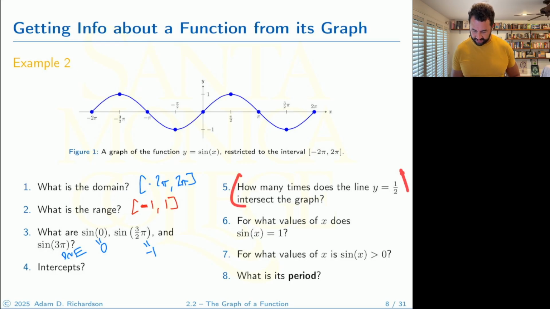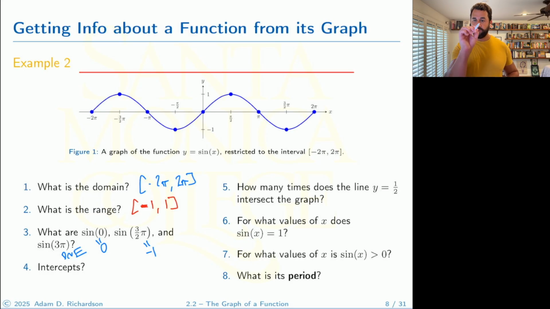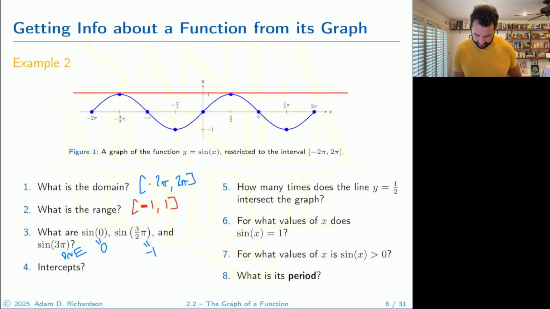It says, how many times does the line y equals 1 half intersect the graph? Okay, so y equals 1 half, that's going to be a horizontal line because all we're saying is that y is 1 half. Notice x does not appear. That means x can be anything we want. So I'm going to draw a horizontal line, a long one, and move it to the output value 1 half. That's 1, so I need to go about halfway between 1 and 0. There. Okay.